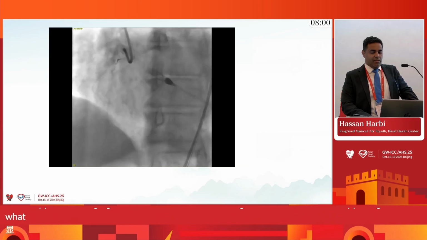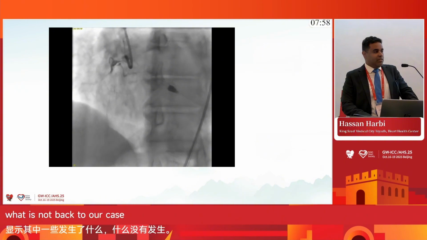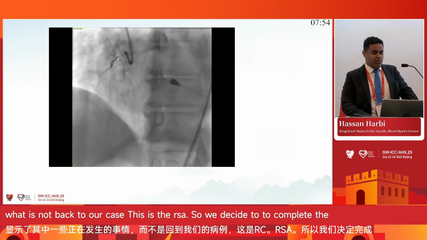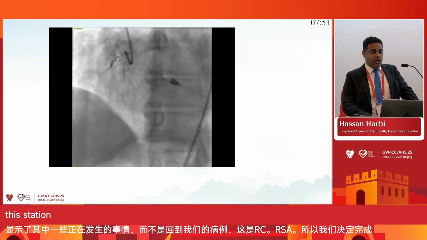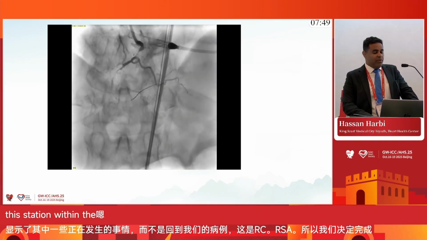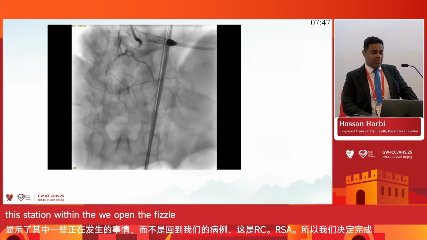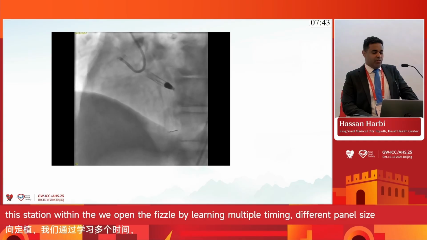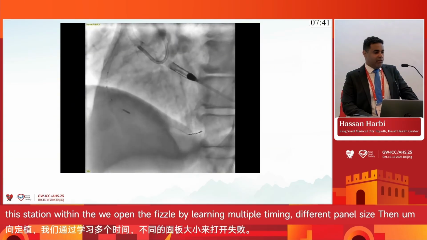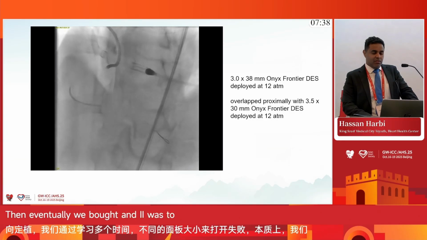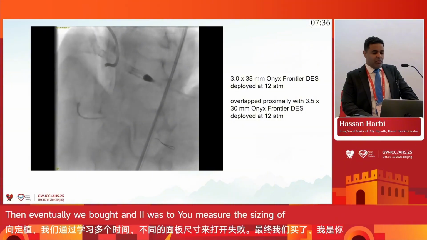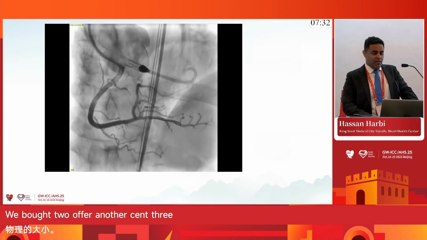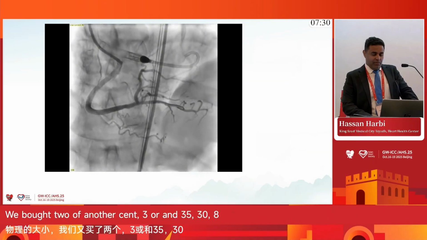Back to our case, this is an ACS, so we decided to complete the revascularization in this patient. We opened the vessel, ballooning multiple times with different balloon sizes. Then eventually we used IVUS to measure the sizing for the stenting of the vessels. We put in two overlapping stents, 3.0 and 3.5, 38 and 30, and this is our final result.